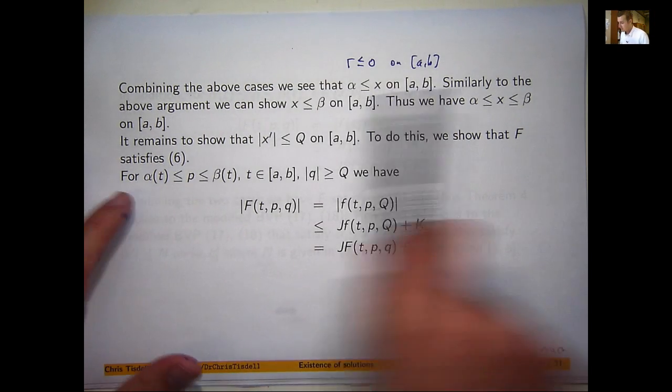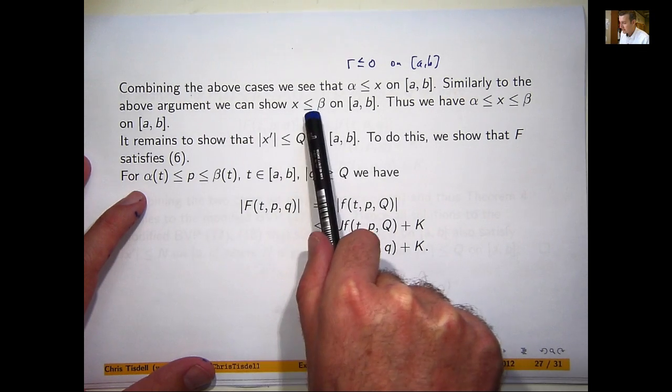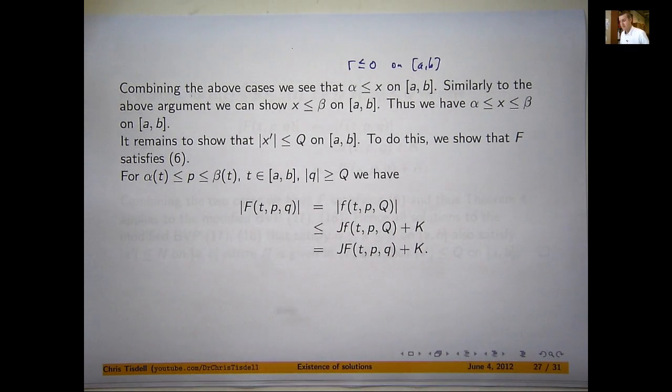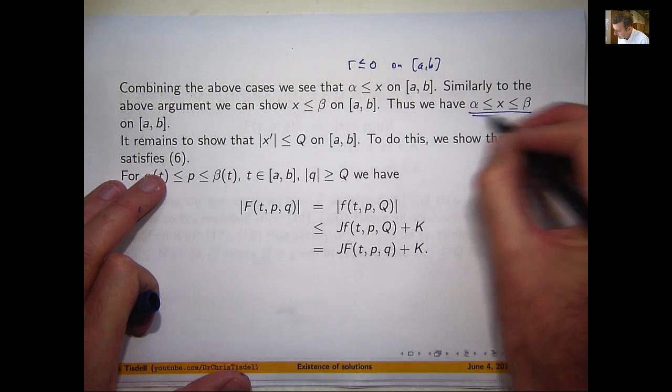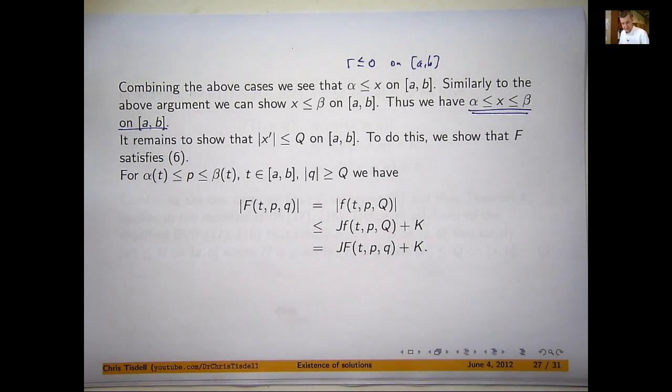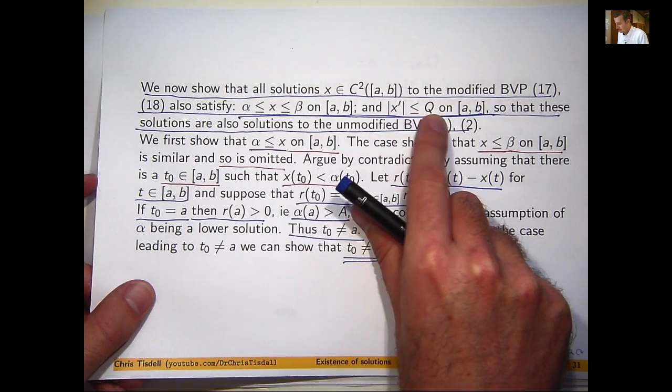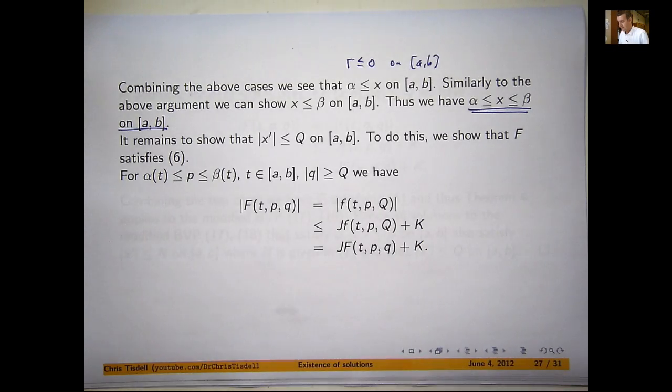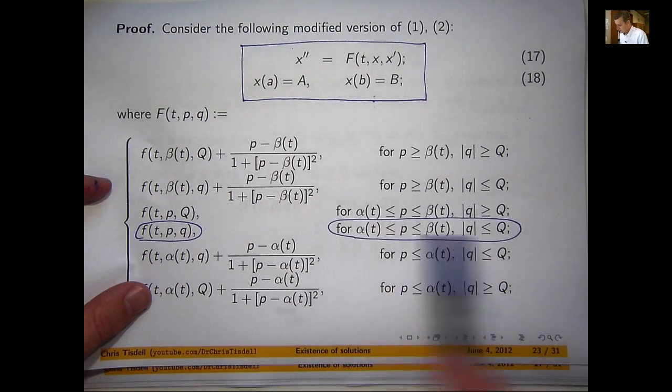Okay, so similarly to the above argument, you can show that x has got to be less than or equal to beta. Again, the ideas are the same. Look at the endpoints, then look at the interior and invoke the maximum principle and the fact that beta is an upper solution. So if you combine those cases, you have x between alpha and beta on this interval. Now the last thing we want to do is show that the derivative satisfies this inequality here. Okay, if that's the case, then our solutions will stay in this interval.